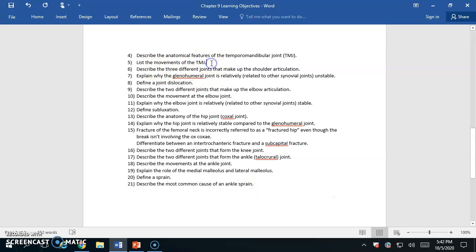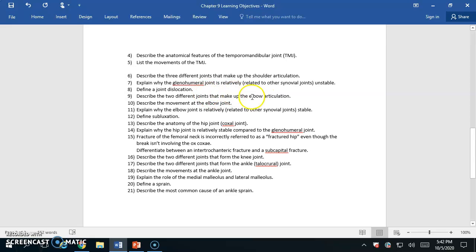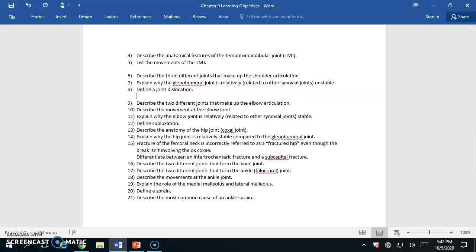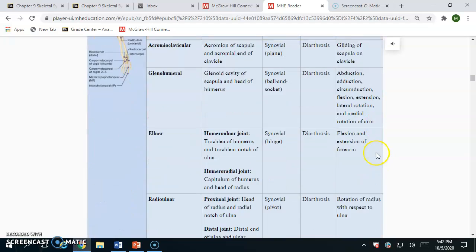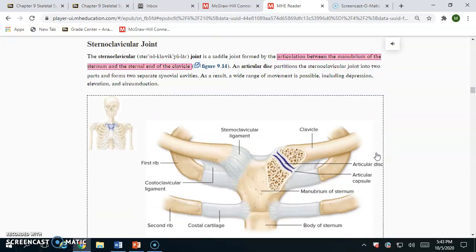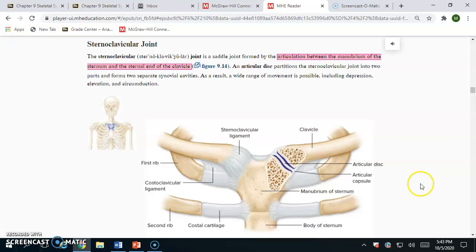So the next few that we're going to talk about regard the shoulder joint. We have a nice little picture of it here. It's actually made up of three separate joints. When you say shoulder joint, everybody just thinks there's one joint there, but there are actually three different areas where bones are connecting with each other that are part of the shoulder joint.